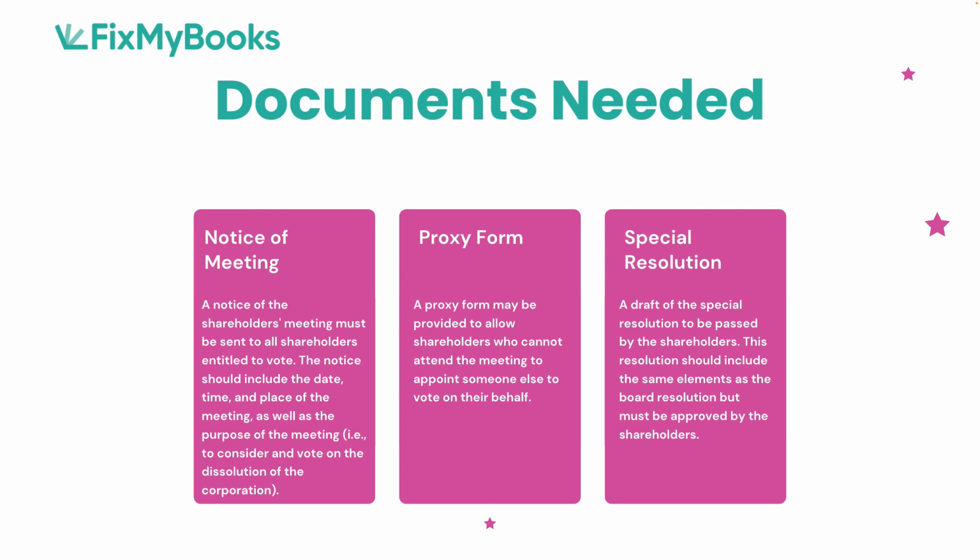So just like I said before, very similar to when you own stock in a US company or even Canadian company, you'll receive these in the mail, or they used to receive them in the mail. Now you usually get them via email or in your brokerage. Proxy form. A proxy form may be provided to allow shareholders who cannot attend the meeting to appoint someone else to vote on their behalf.